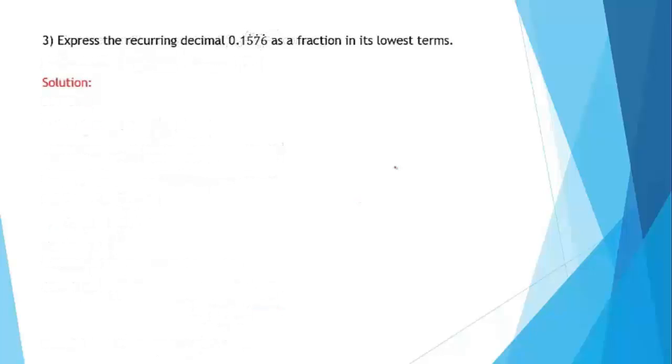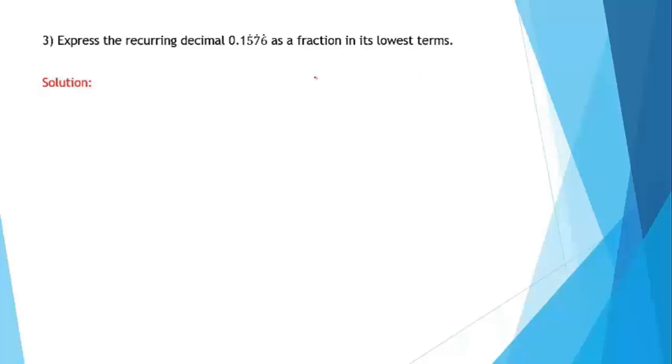Now pause this video and work out this question by yourself. Express the recurring decimal 0.1 recurring 576 as a fraction in its simplest form or in its lowest terms.